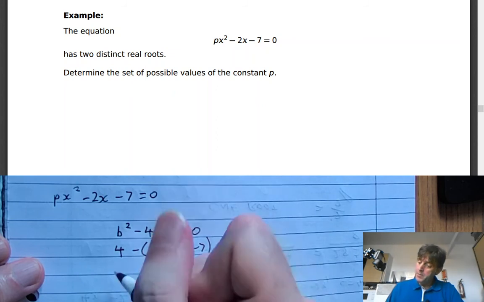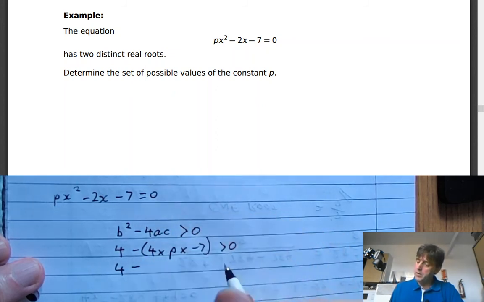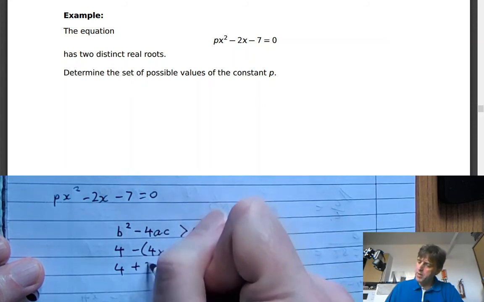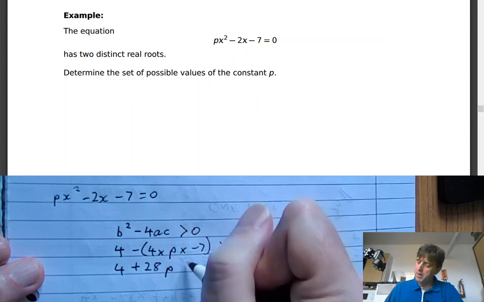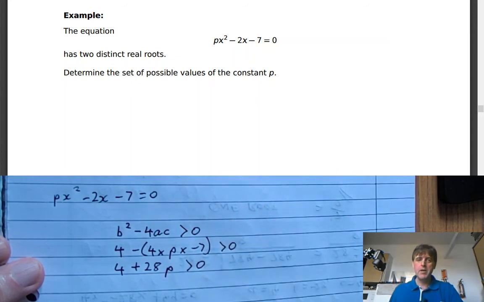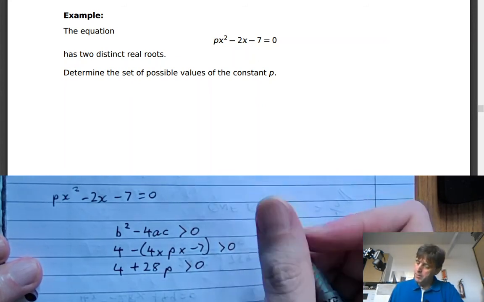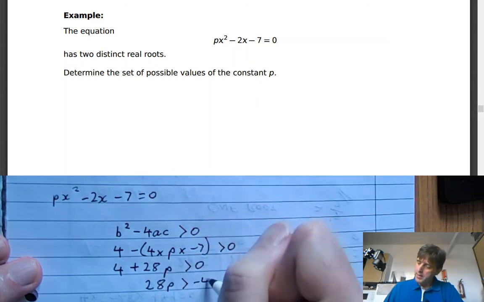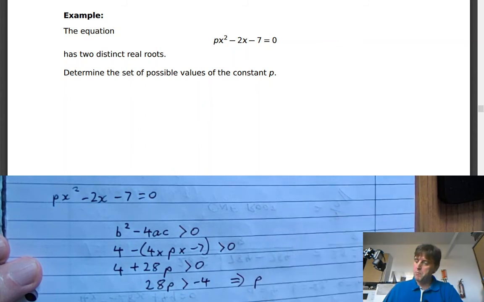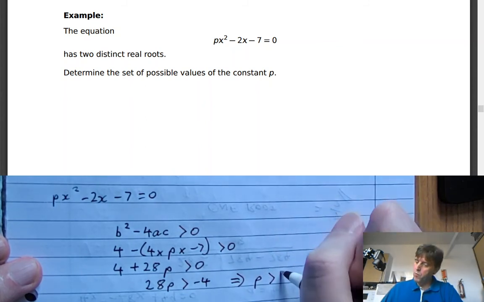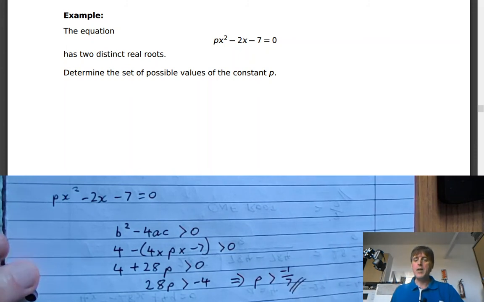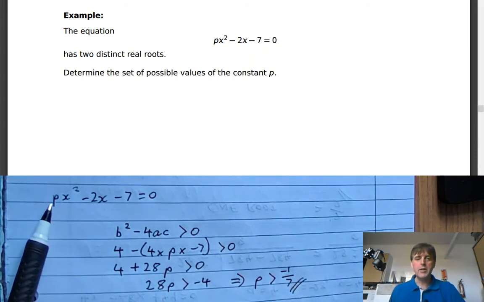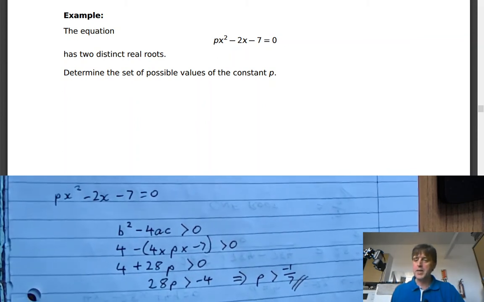Tidying that up a little bit, we're going to end up with 4 minus, and I think that's going to be negative 28 times p. So I could probably write plus 28p there. Yeah, hopefully you're with me on that one. That's got to be greater than 0. And then I can just solve this inequality, right? So subtract 4 from both sides, first of all. And then divide by 28. That's going to give me p is greater than negative 1 over 7. So any value of p which is greater than negative 1 over 7 is going to give us a quadratic equation with 2 distinct real roots.